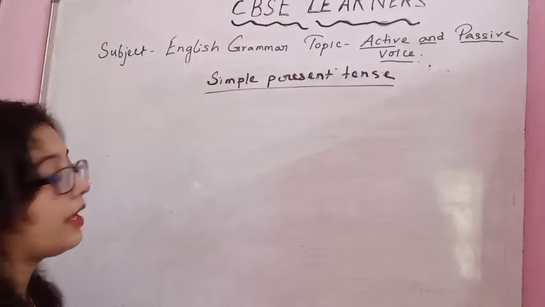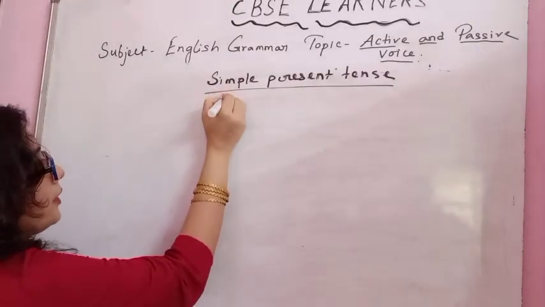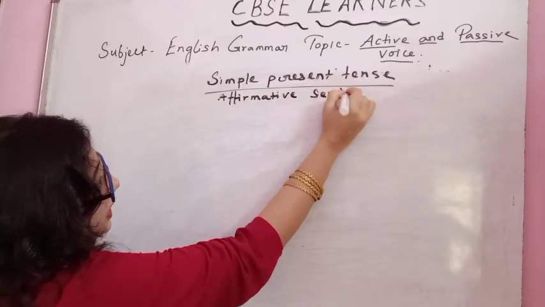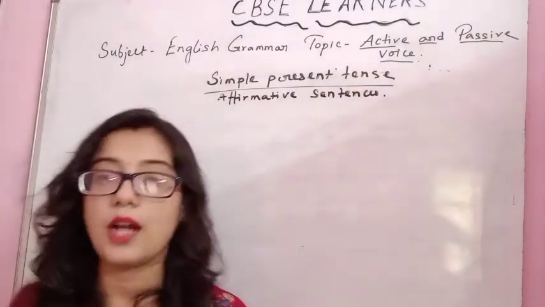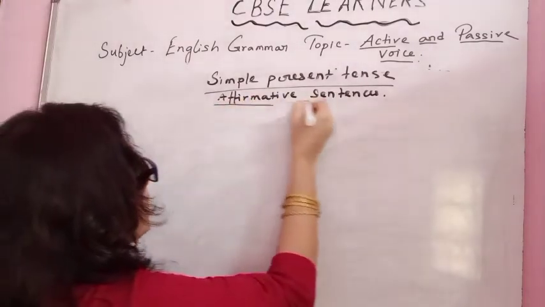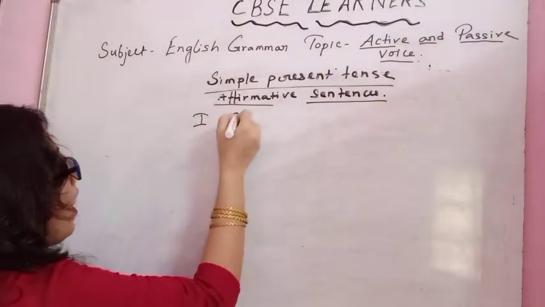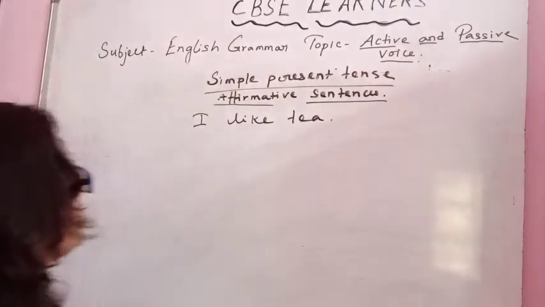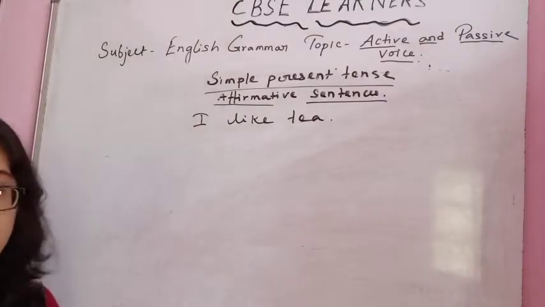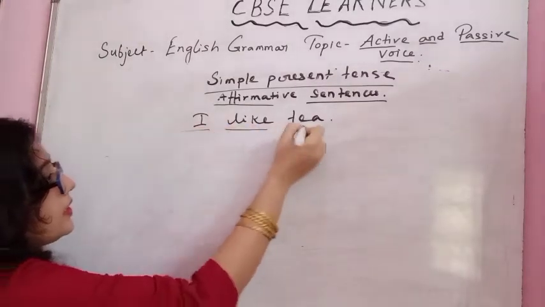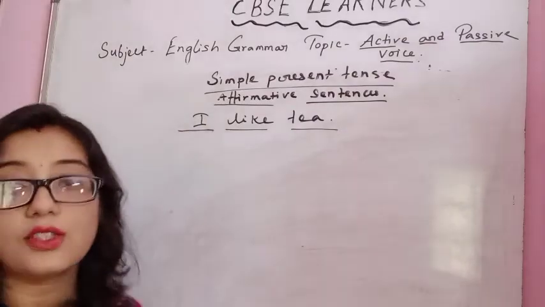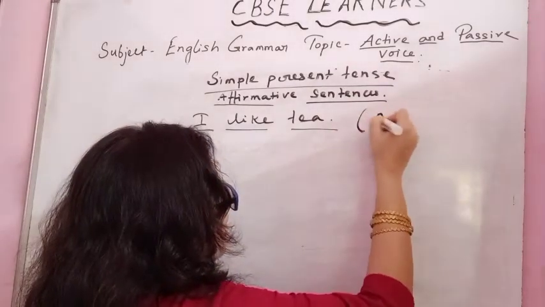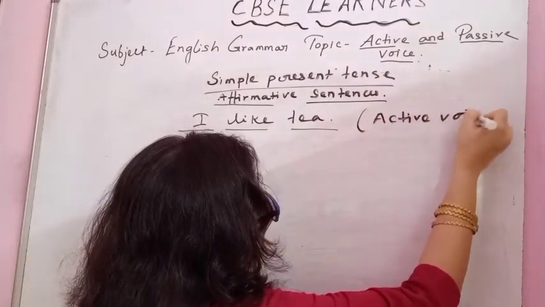Now let me take the first one. I will give you one affirmative sentence. Now what are affirmative sentences? All positive sentences or statements are known as affirmative sentences. Okay, so in case of an affirmative sentence, let me take I like tea. Very common example. Okay, so this is an affirmative sentence. I like tea. In this sentence, the focus is on I. Who is liking the tea? I like tea. So we can say that the sentence is in active voice.